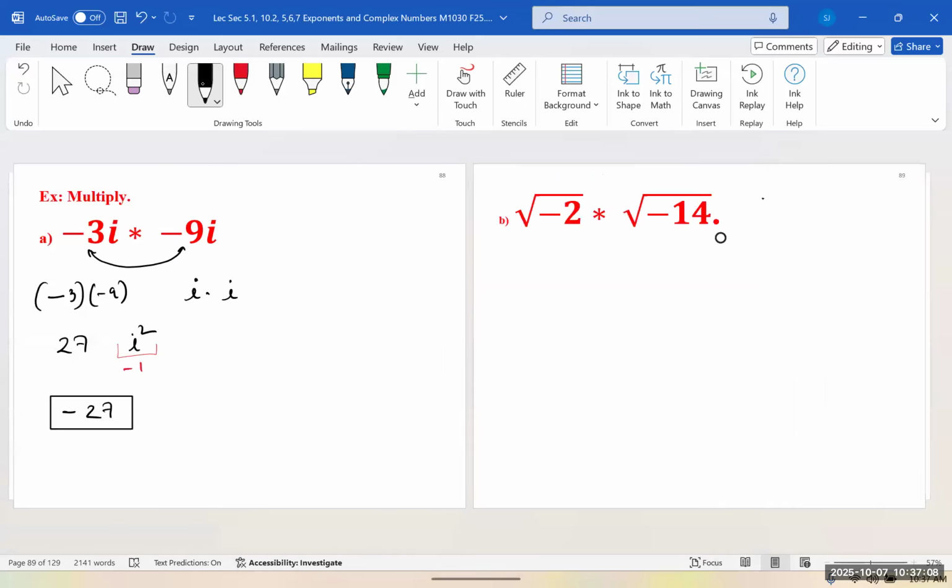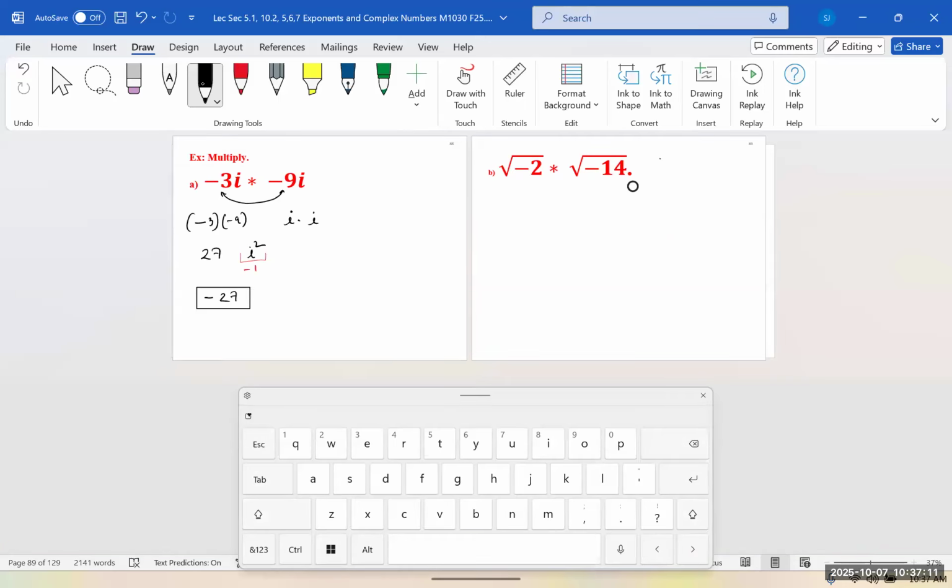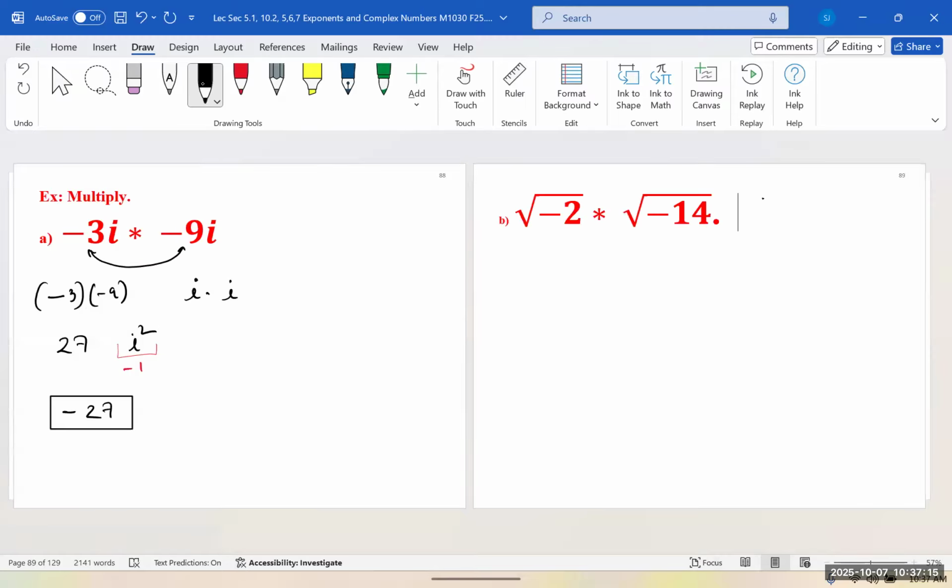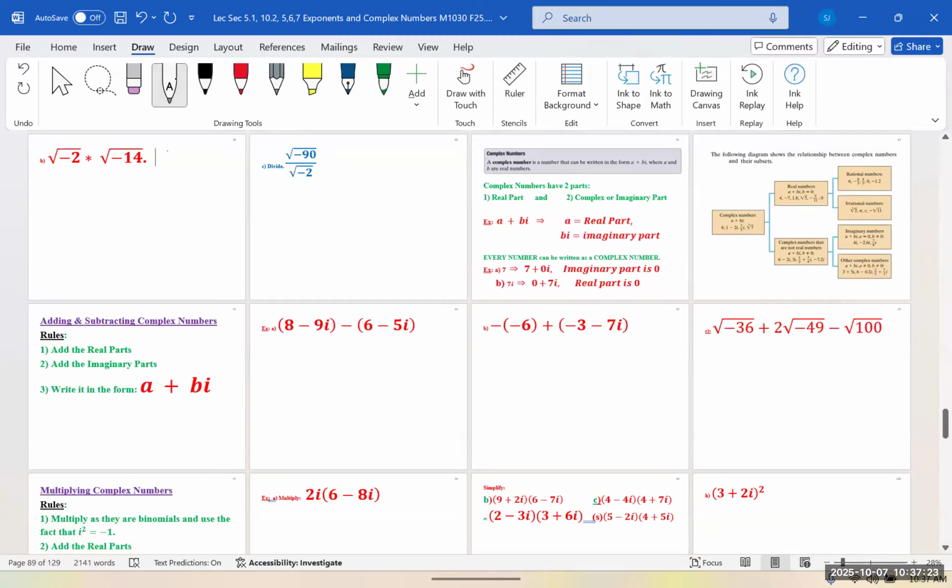So previously we did radical multiplication, and multiplication is possible if you have the same radical. When you have the same radical symbol, we are allowed to multiply the inside. But we are allowed to multiply the inside only if the radicands are positive.